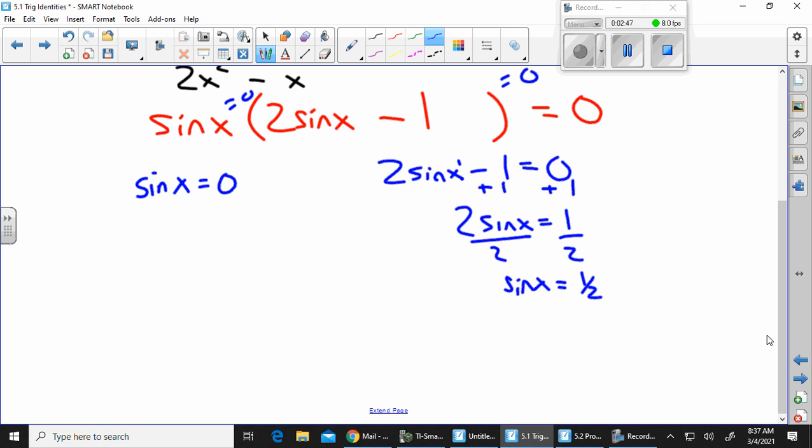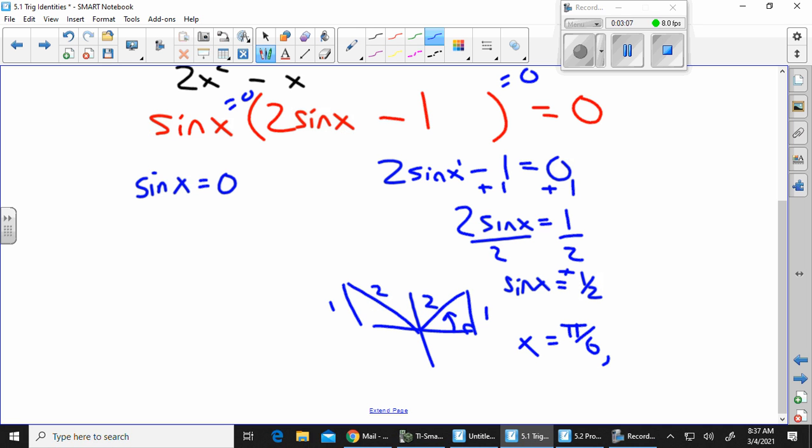Now with sine x equals 1/2, you want to think, okay, where is sine positive? Quadrant 1, quadrant 2. This would be 1 over 2. That would be 1 over 2. Well, what angle is that? 30 degrees. It's in radians, pi over 6. In that quadrant, 5 pi over 6.